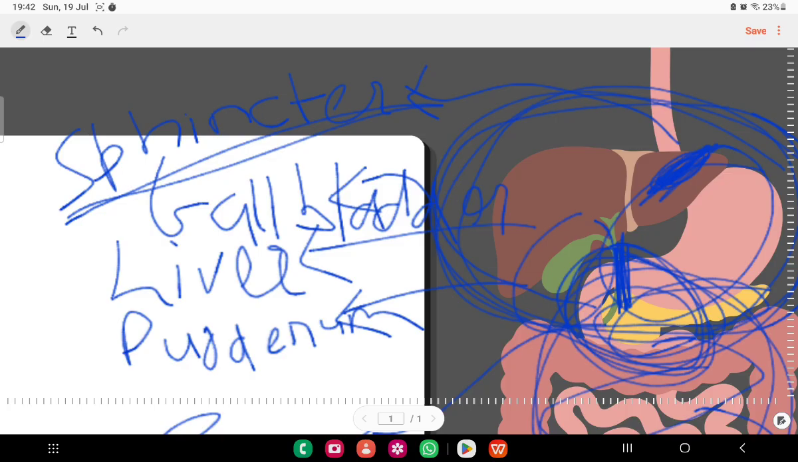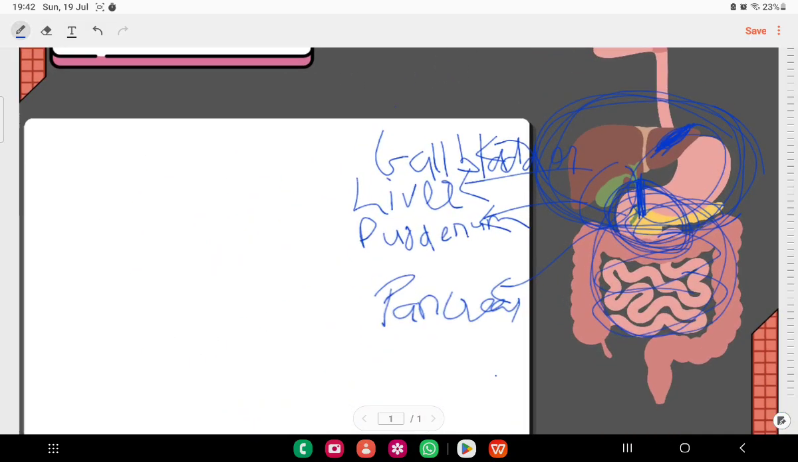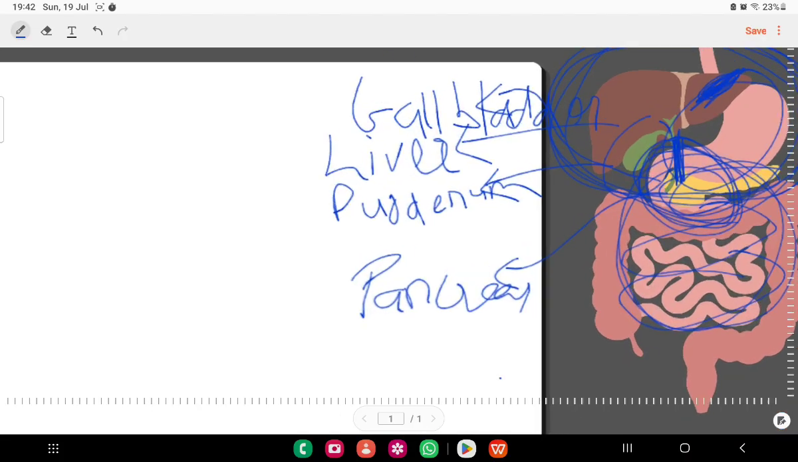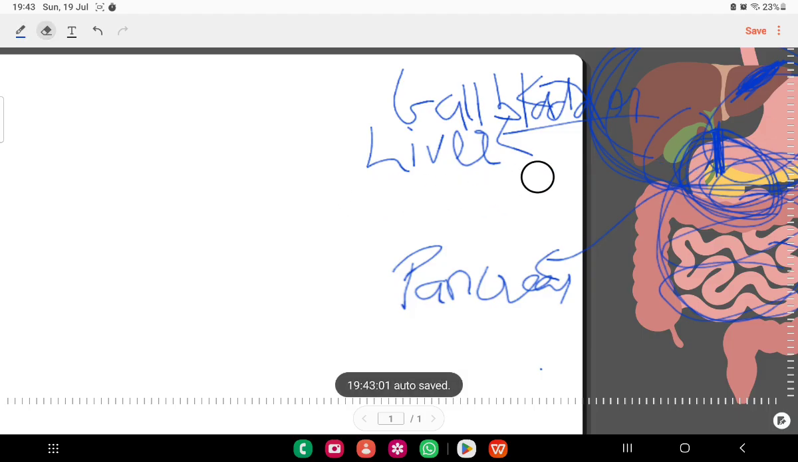Its job is just to open and close, and that's it. Clear to all? Next, we get this duodenum part.